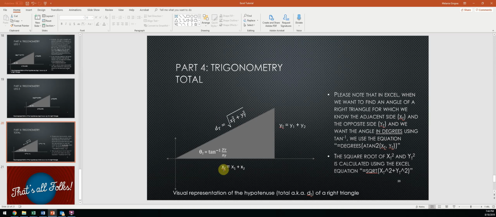So if we already know XT and YT, essentially that means we know A squared and B squared, then we can find C squared, which is our hypotenuse. When we do Pythagorean's theorem, A squared plus B squared equals C squared, where A squared and B squared are your adjacent and opposite sides, and C squared is your hypotenuse. So you can see right here, let's just pretend A squared and B squared, our adjacent side squared plus our opposite side squared, and then we're taking the square root to find the hypotenuse. So let's go into Excel and calculate that.